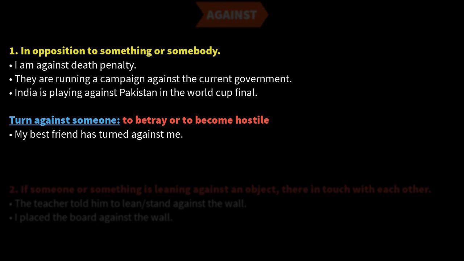India is playing against Pakistan in the World Cup final. India is playing against Pakistan, playing to beat Pakistan. Not on the same side, on the other side, on the opposition side to beat Pakistan. And it's a hell of a game when it happens. Alright, next example. My best friend has turned against me. When someone or something turns against you, it basically starts getting hostile towards you, stops supporting you, right?